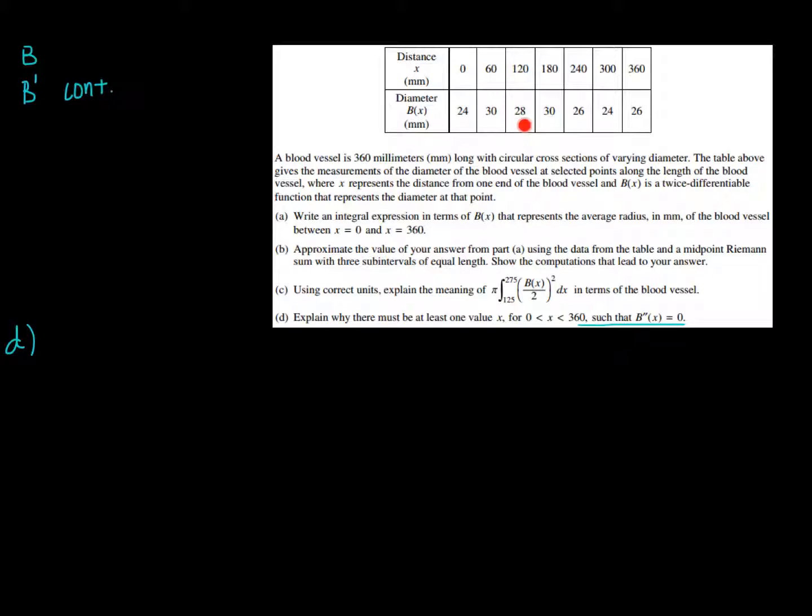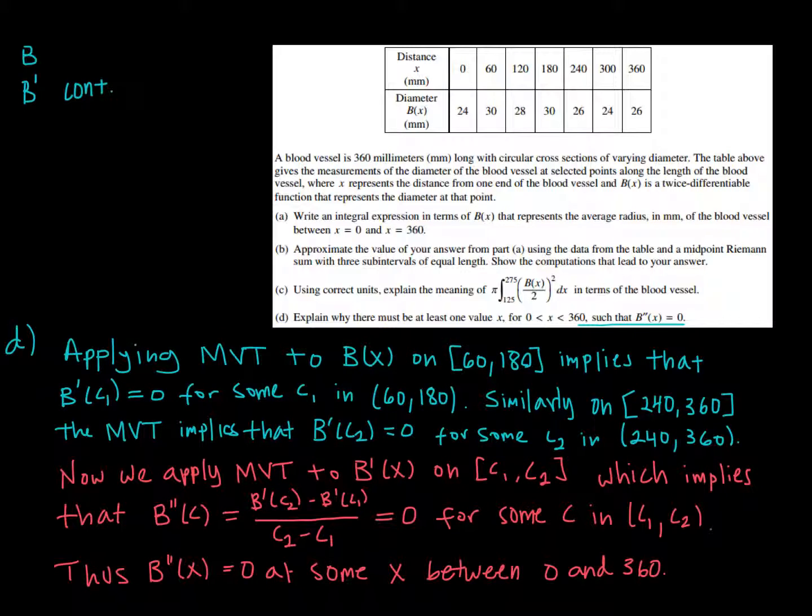So I have b prime being 0 somewhere here, b prime being 0 somewhere here, and so the average rate of change of b prime between those 2 points is going to be 0 as well, meaning that b double prime has to be equal to 0 at that point. So let's write that up. Okay, so here it is. Let's walk through it one more time. This can be tough to grasp, but it is a super valuable concept to have in the bag.